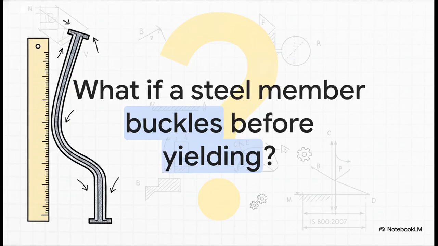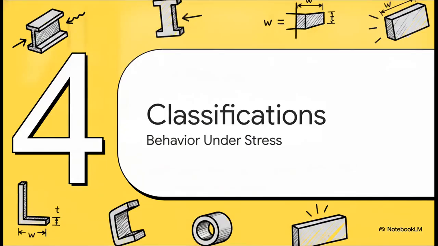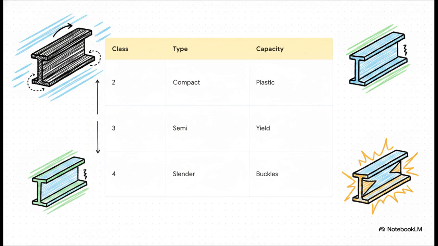This physical reality forces us to pivot from abstract mathematical safety factors to looking really closely at the actual physical geometry of our steel members. Which leads us to Section 4, Steel Section Classifications. Understanding this specific classification is vital for any structural engineer. IS 800 categorizes sections based on whether their thin plate elements will buckle locally when compressed.